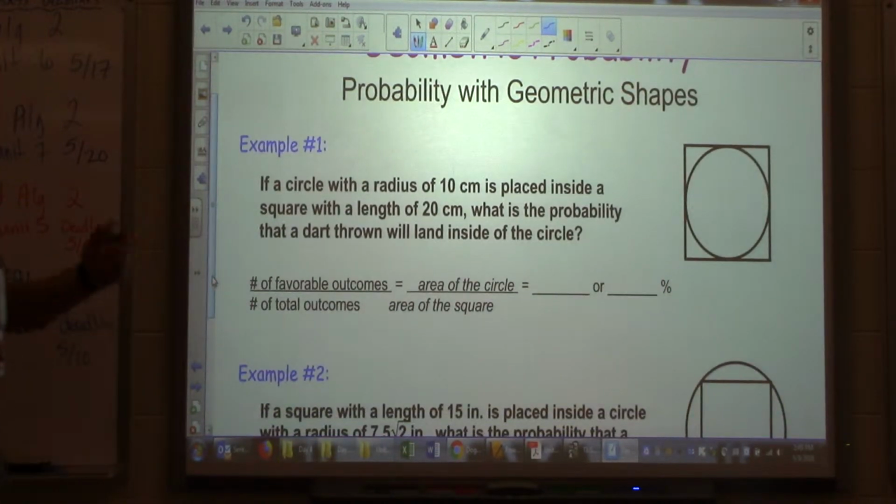Alright, well let's look at just some shapes now. So not on a coordinate grid, but just some shapes. A circle with a radius of 10 centimeters, placed inside a square with a length of 20 centimeters. What's the probability that a dart thrown will land inside the circle?